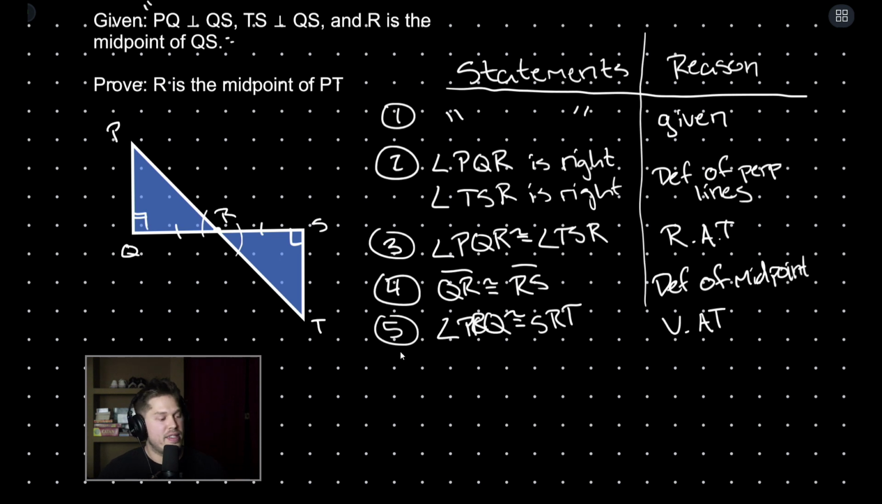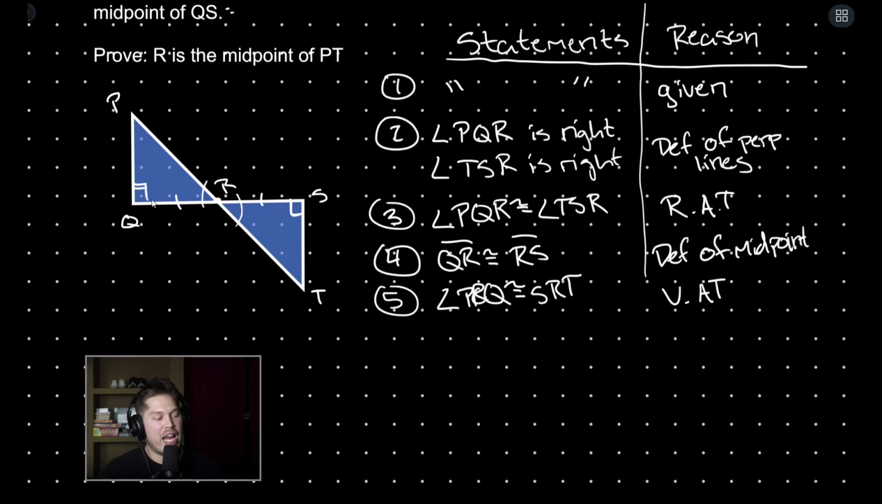And then next, now what do I got? I have angle side angle. And so 6, I can say triangle PQR is congruent to triangle TSR by angle side angle postulate.